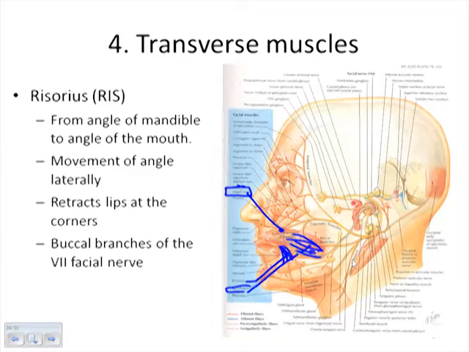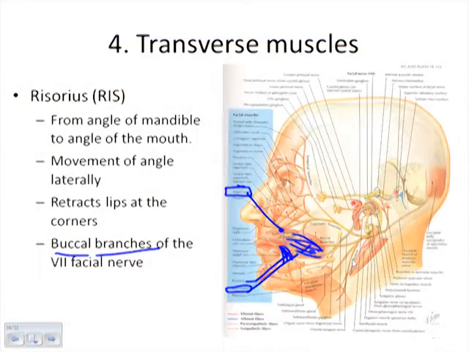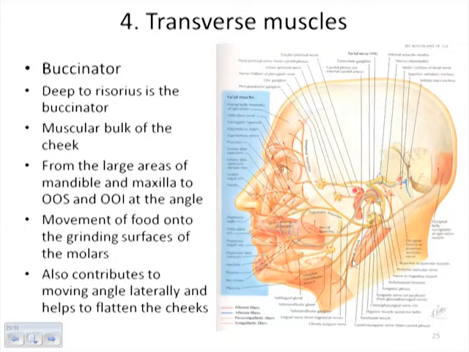That's the buccinator. Okay, so it's from the angle of the mandible to the angle of the mouth, movement of the angle laterally. Okay, so it retracts the lips around the corner. Again, it's supplied by the buccal branch of the 7th facial nerve. Right? The next muscle is the buccinator.